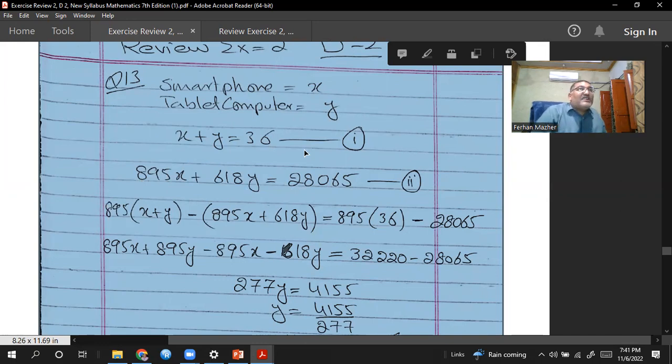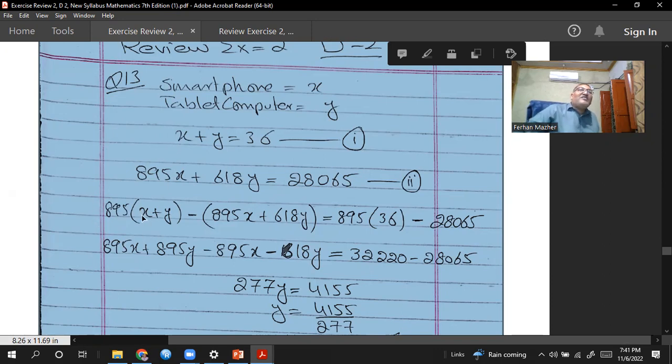Now I know the price of the smartphone, that is $895, and I know the price of the tablet computer, that is $618. So the total cost will be 895 times x plus 618 times y, and that will be $28,065. This is my second equation. If you want to solve them, I will have to make the coefficient of x the same, and then I will subtract them. For that purpose, I will multiply my first equation by 895.